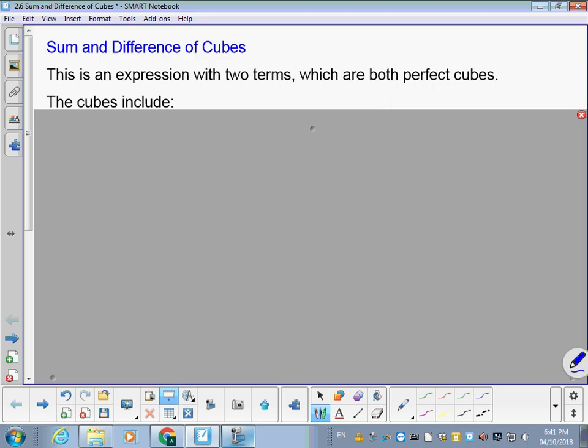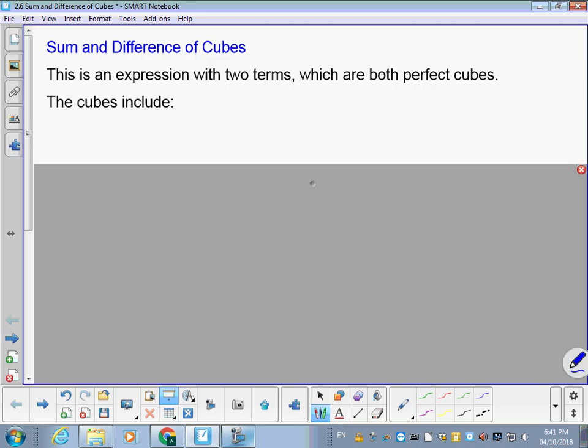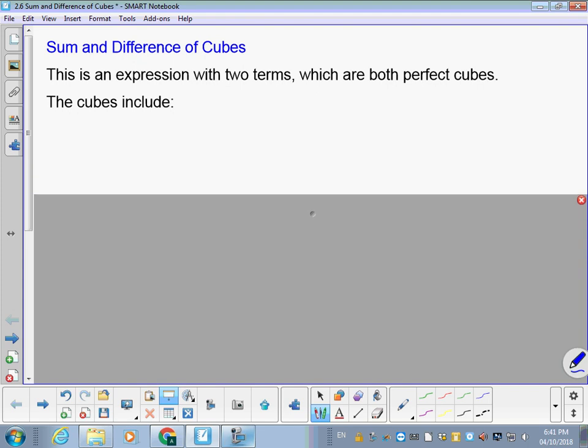It's important to know what we're dealing with then. It's an expression with two terms, just like the difference of squares, but both of those terms are perfect cubes. So you need to be comfortable with the perfect cubes. And numerically, we're looking at things like 1, because it's 1 cubed, 2 cubed, it's 8, 3 cubed, 27, 4 cubed, 64, 5 cubed, 125, and you could keep going with that list. So numerically, those are the things we're looking for.